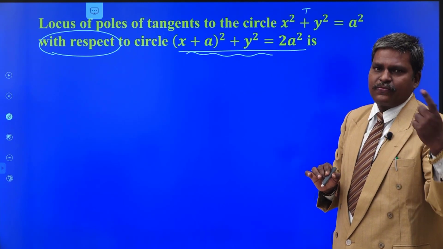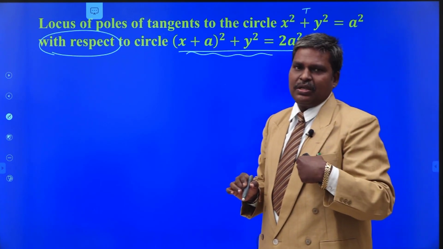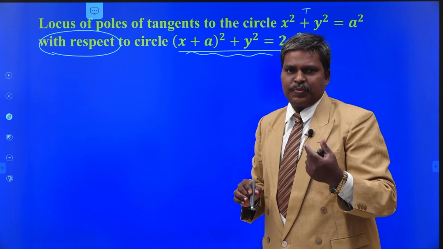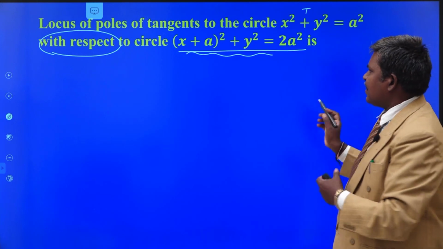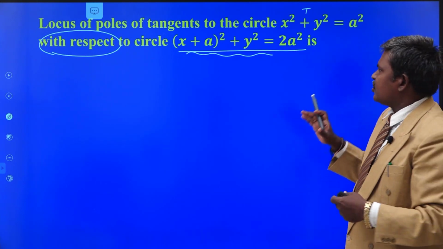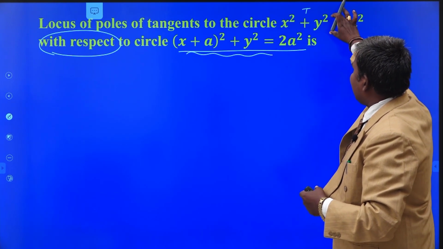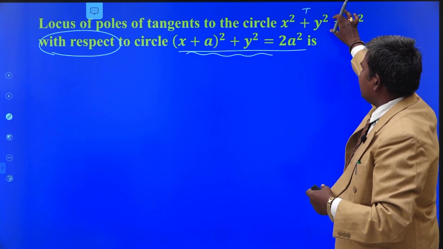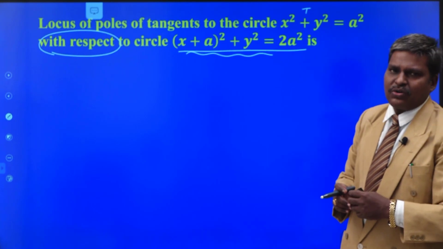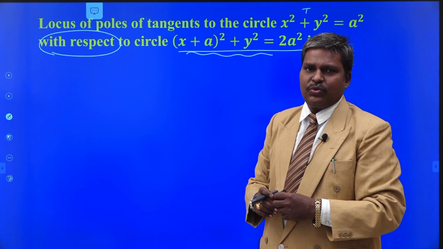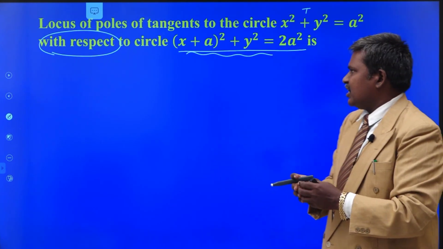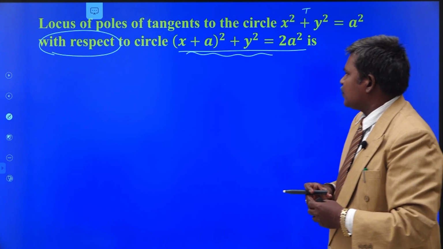You are son to your father and you are student to me. You have a dual role with respect to me and your father. In the same manner, your polar makes double action, that is polar with respect to this circle and tangent to the circle. The same polar is tangent to the circle. Such type of points you have to collect. That collection is what you are going to find out here in this problem.